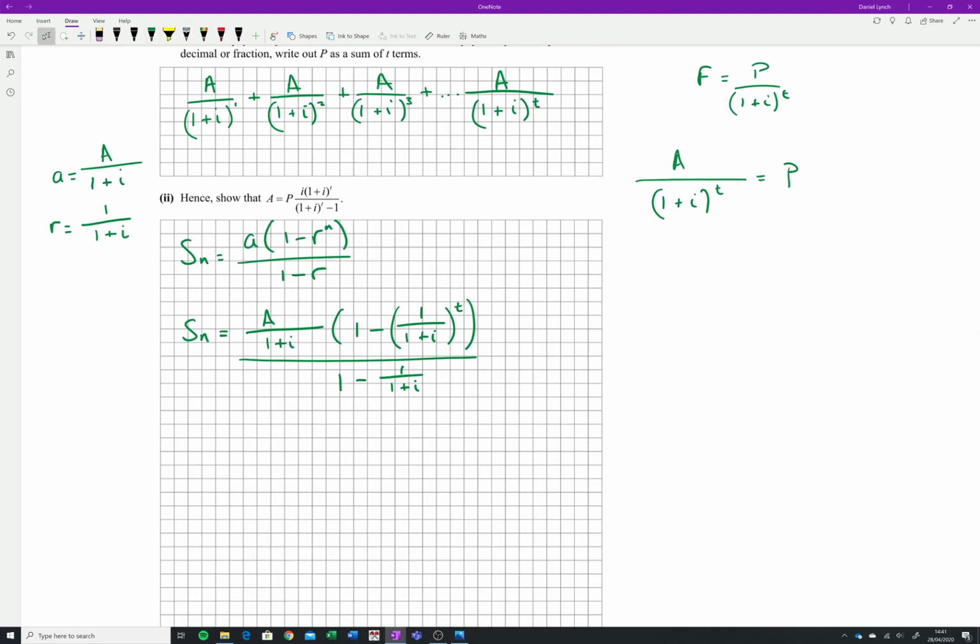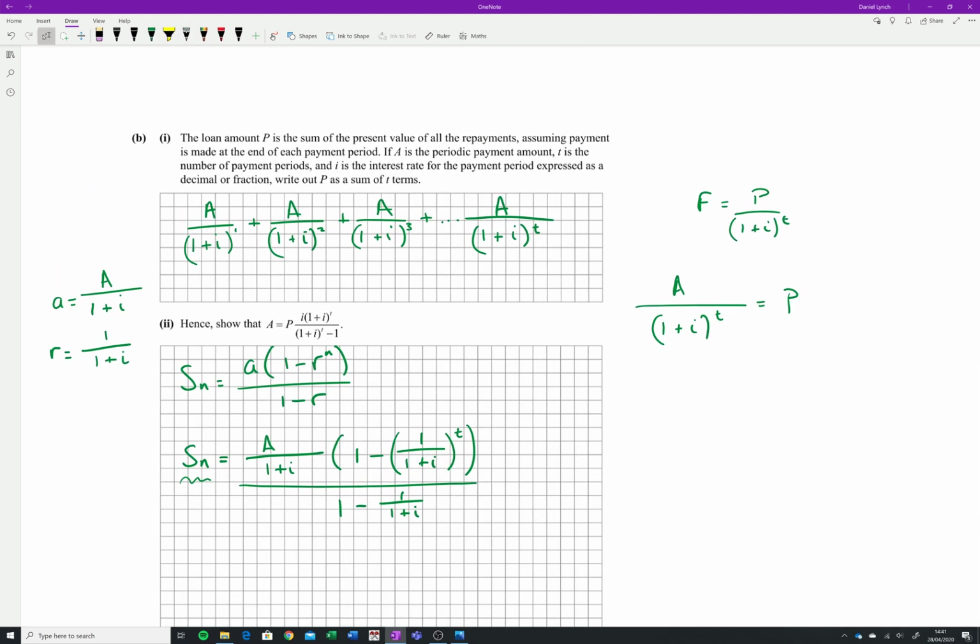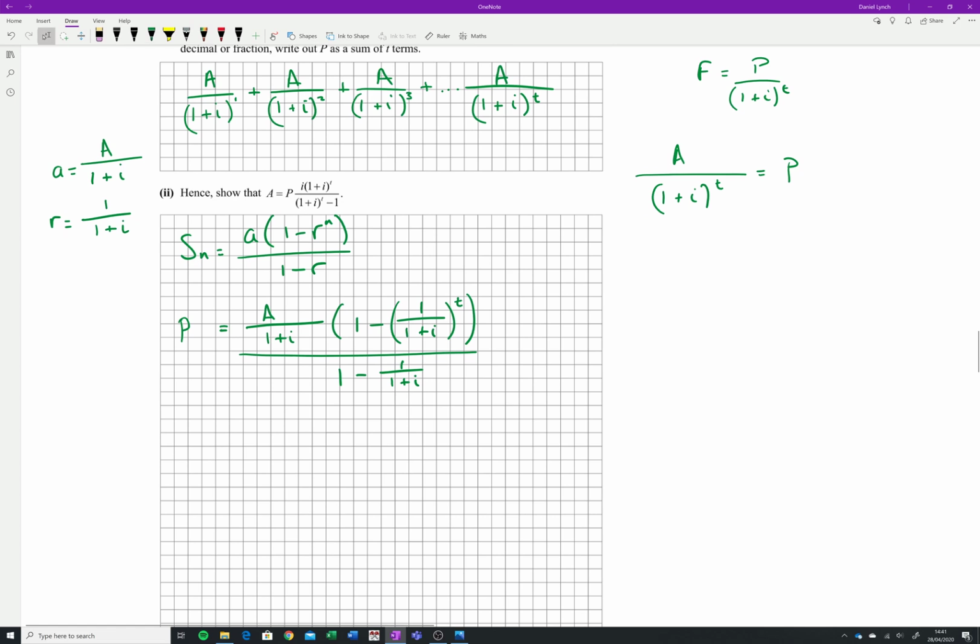Okay, so that is a particularly awful looking thing. Now remember, when we add the sum of it, it should equal the amount that we have gone and borrowed. So the amount that we have gone and borrowed is P. So we can just replace this thing here with P. Now we're trying to get A equals, so let's try and do that as painlessly as possible.